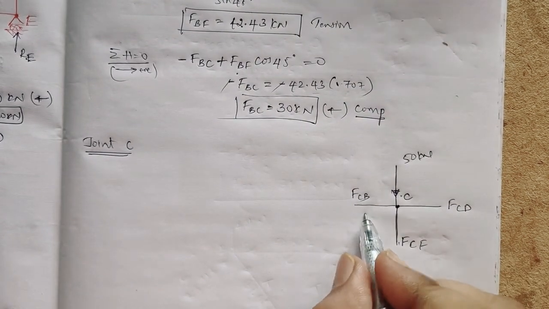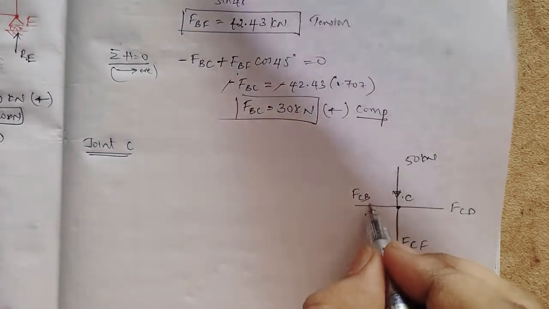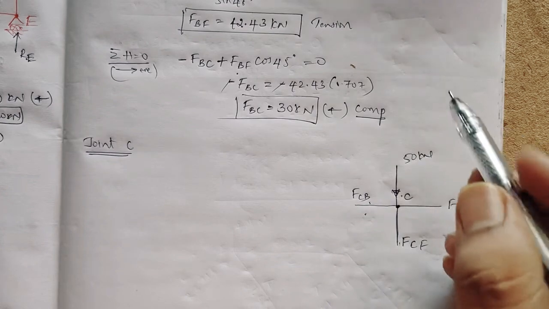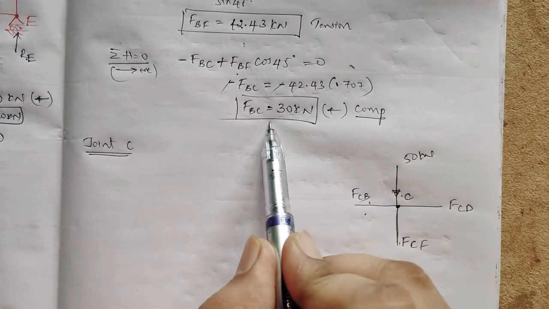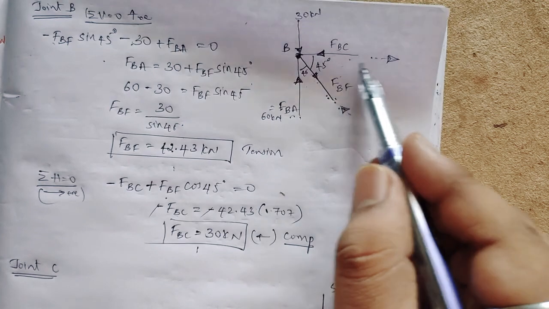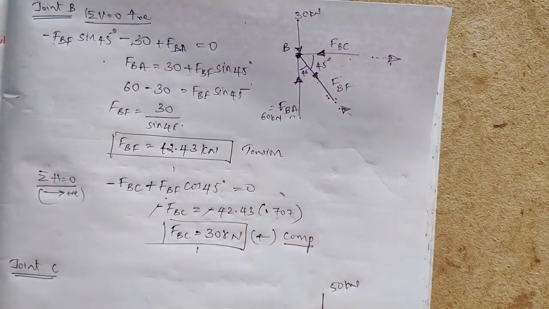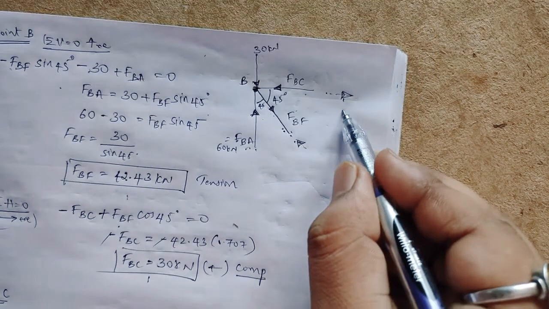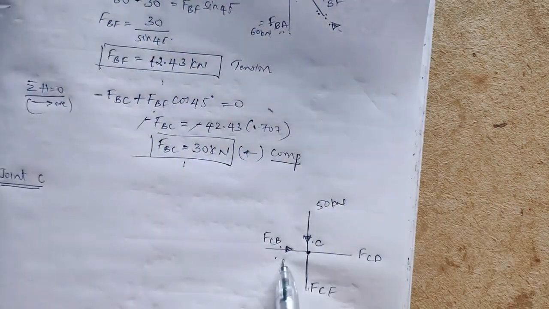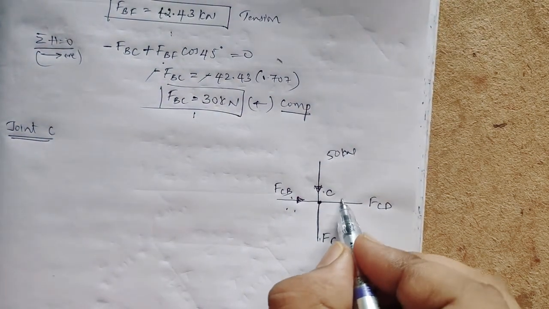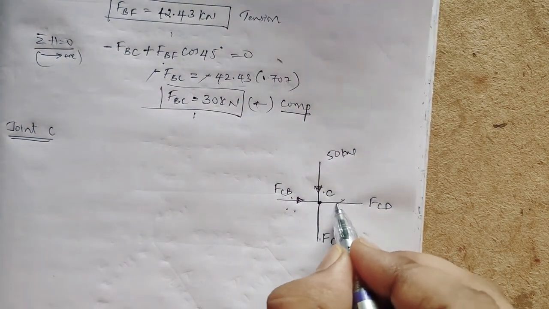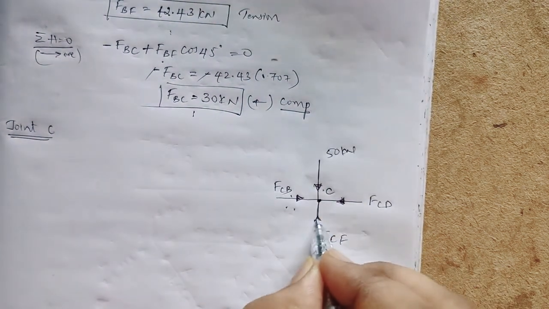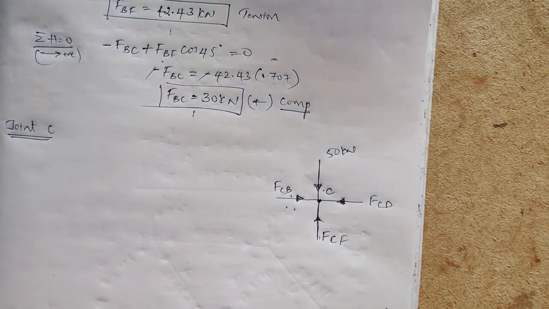This FCB I found out now. FBC is a compression member. Compression means it is like this only, so whatever on the next side will be there, I have to take FBC. Then FCD I'll assume is also towards C, and FCF is also towards C.